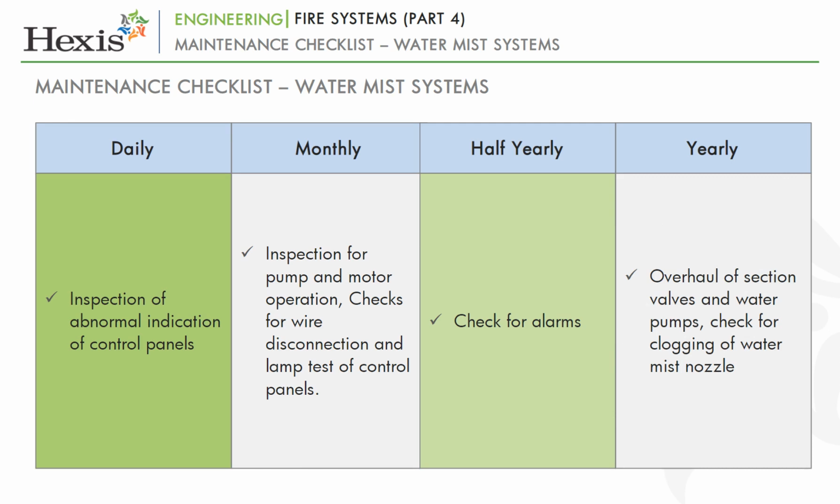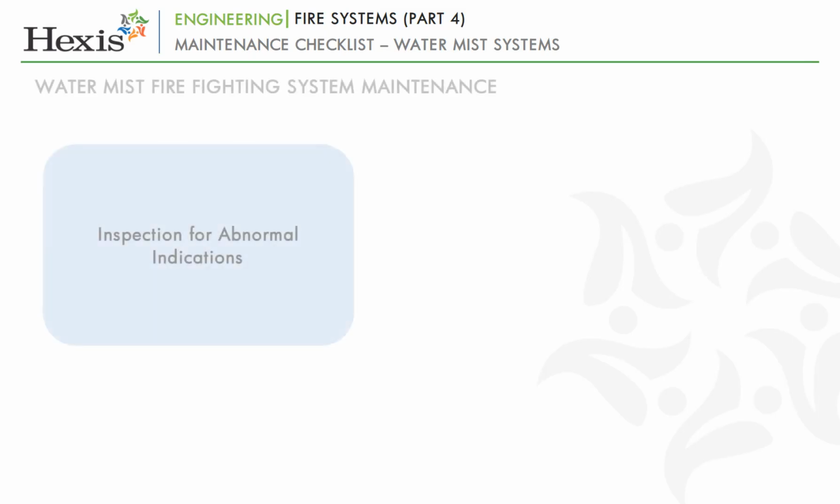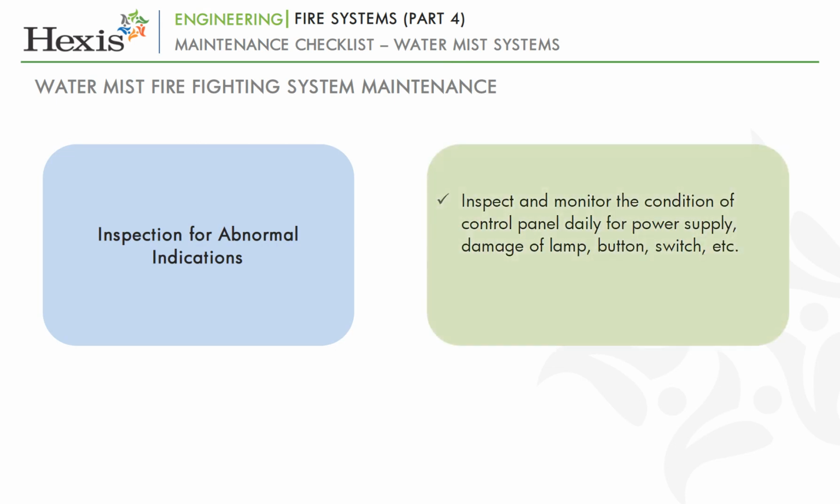Check for clogging of water mist nozzle. Inspection for abnormal indications. Inspect and monitor the condition of control panel daily for power supply, damage of lamp, button, switch, etc. Observe for any abnormal noise.